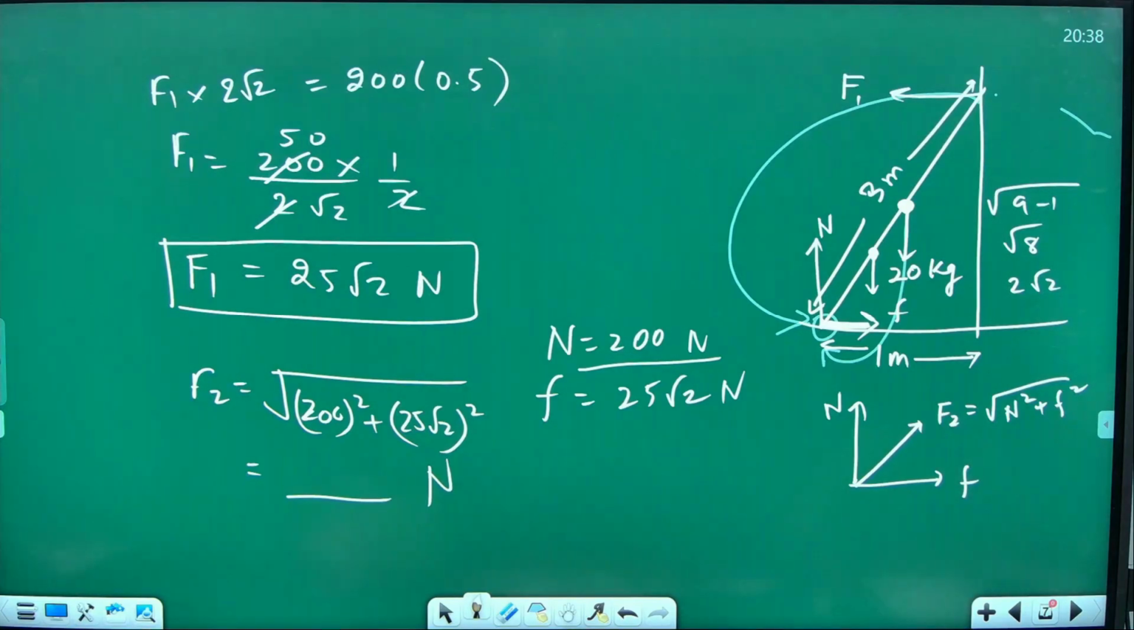Have you copied from the board? Satvik, exam starts Friday. This chapter is there, no?